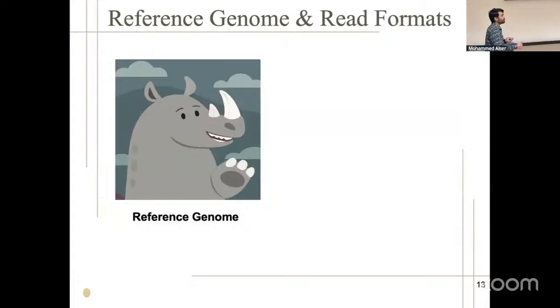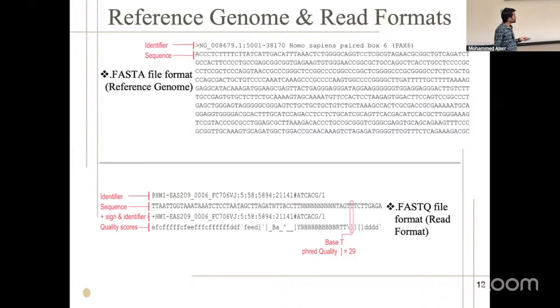Before that, can you go back? I have a small question. Can anyone tell me why a FASTQ file has a quality score and there is no quality score for a FASTA file? We can see in the fourth line there is a quality score for the FASTQ file, right? But there is no quality score for the FASTA file, that is the reference genome, right?